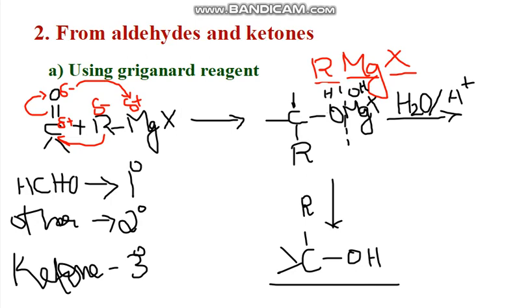Whenever this formaldehyde reacts with Grignard reagent, we will get a primary alcohol. Then all the other aldehydes, that is aldehydes containing more than one carbon, will give secondary alcohol. Then all ketones will give tertiary alcohol.